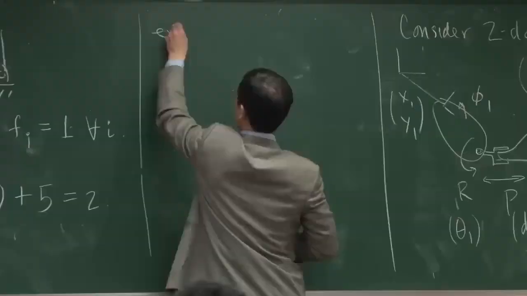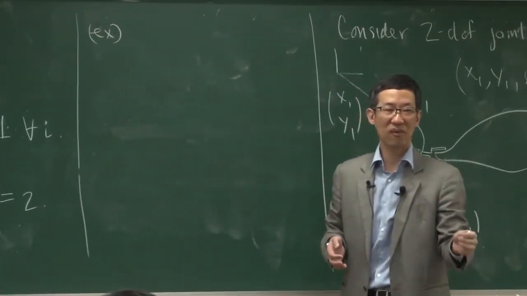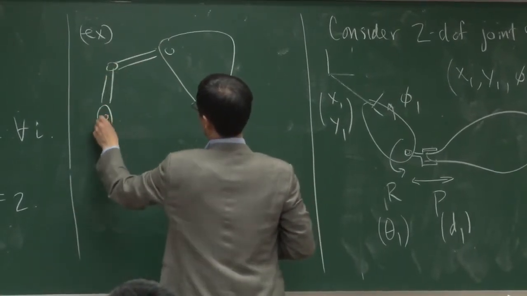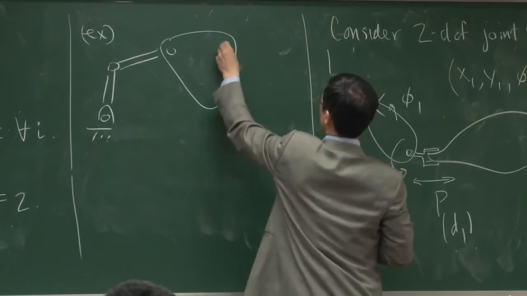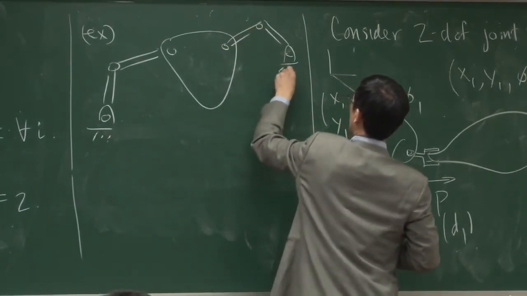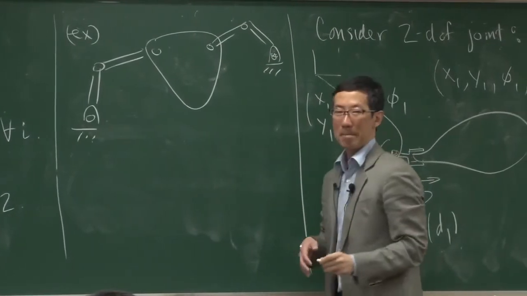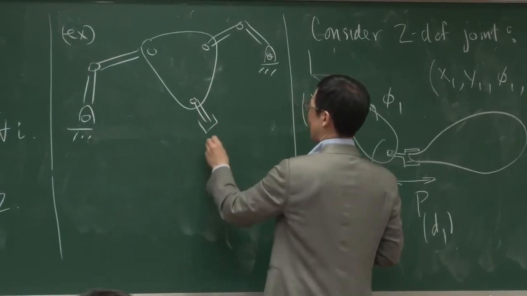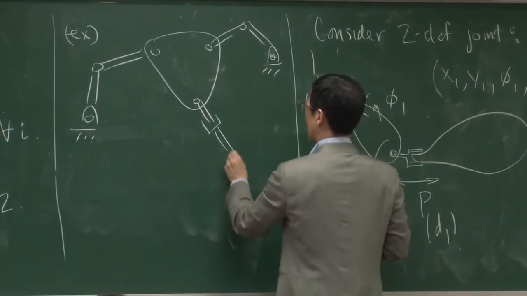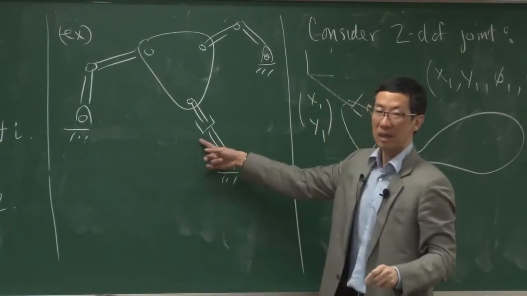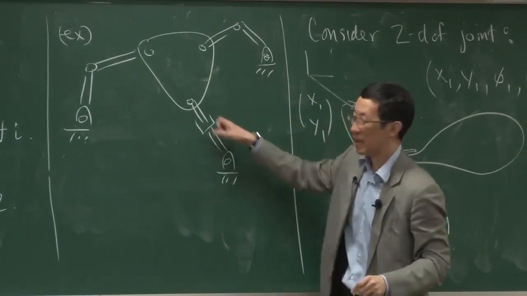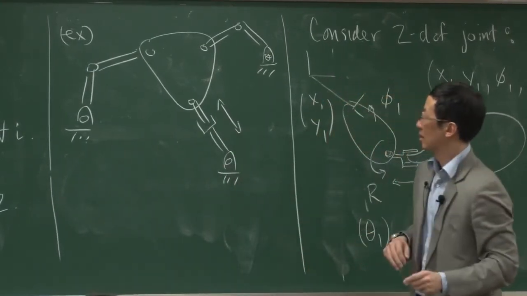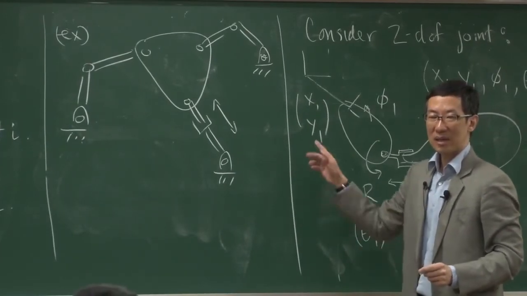Let's do another one. This is an example that I threw out to you in the first lecture. There's a leg there, a leg here. Let's just change things slightly. I'm going to replace this structure with a P joint here. So it's a P joint. All right, let's calculate the degrees of freedom for this.